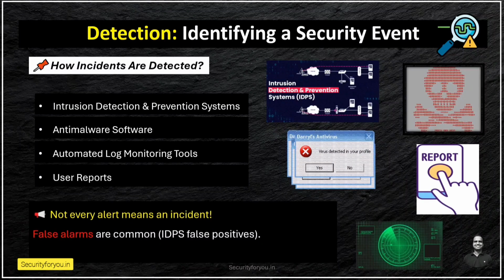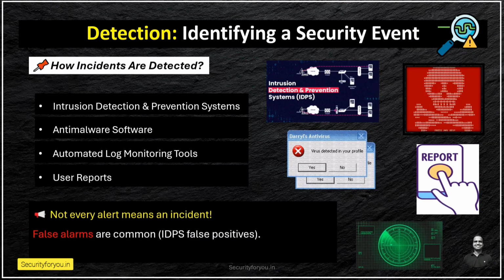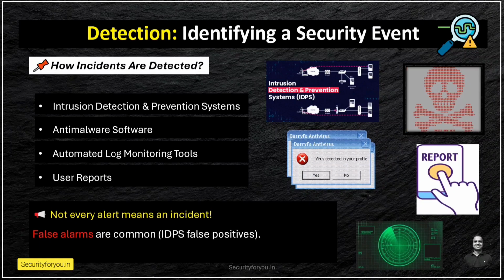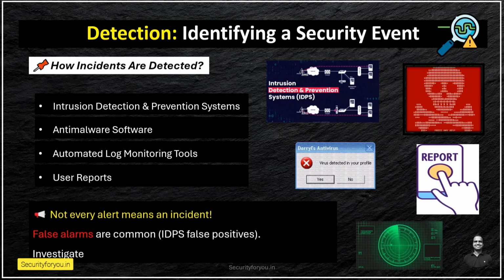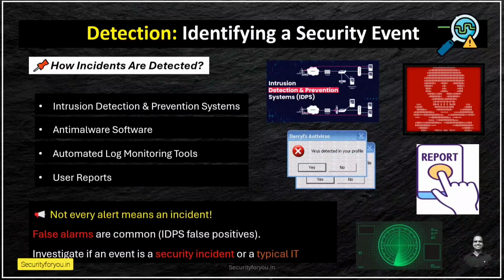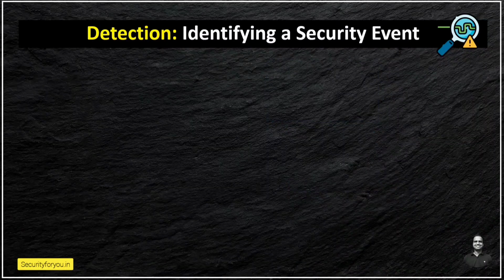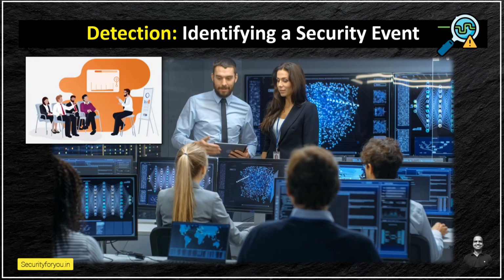Tools like intrusion detection and prevention systems often give false alarms. So to make it clear, IT teams investigate these events to determine whether they are incidents. Incident handling teams should be trained to determine the difference between a typical problem that needs troubleshooting and a security incident that needs to be escalated. After investigating an event and determining it as a security incident, we move on to the next step, which is response.